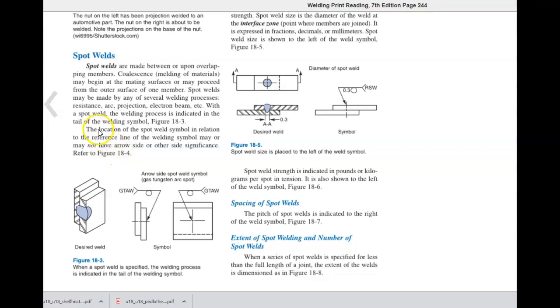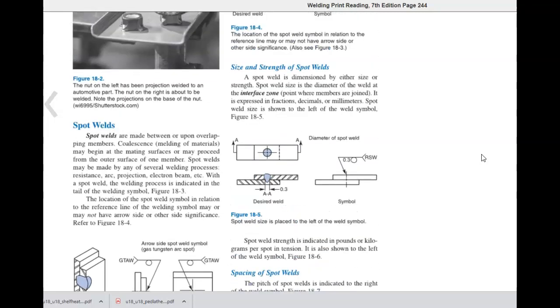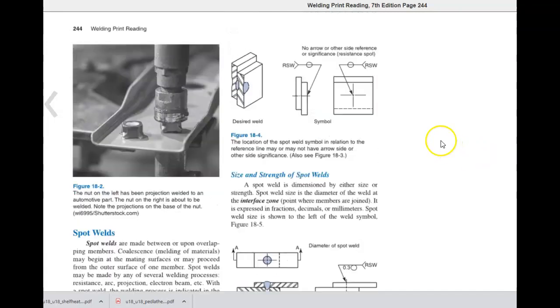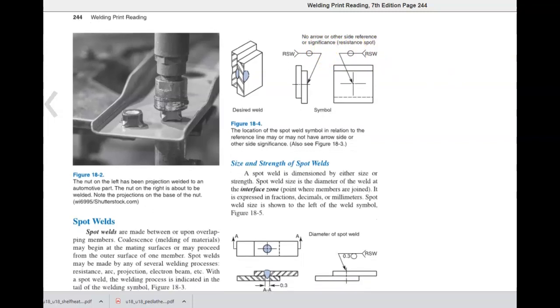The location of the spot weld symbol in relation to the reference line of the welding symbol may or may not have an arrow side or other side significance. Refer to figure 18-4. The location of the spot weld in relation to the reference line may or may not have an arrow side or other side significance. There is no arrow or other side significance for resistance spot welds.